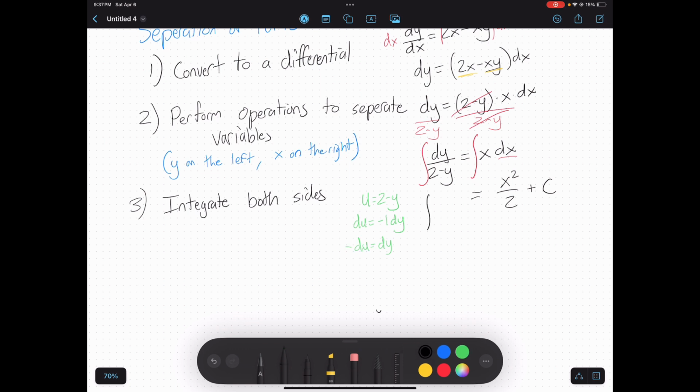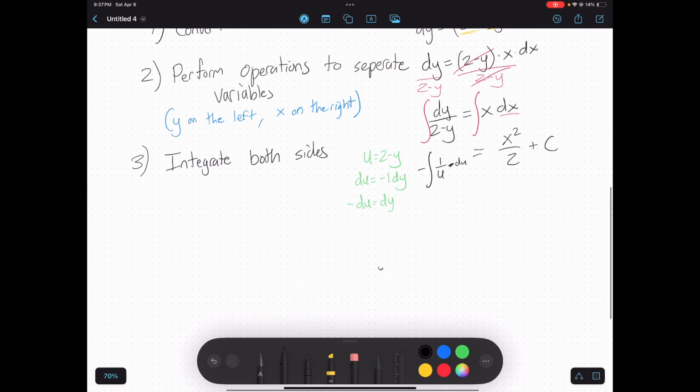What does this leave me with? This leaves me with the integral of 1 over u times negative du. I can bring that negative outside. Okay, so I don't need to put it there. I can just put it out here. And that is an integral I know how to take. What's the integral of 1 over u? That's just the natural log. Okay, so I get negative natural log. And remember, whenever I integrate, I have to put this absolute value with my natural log.